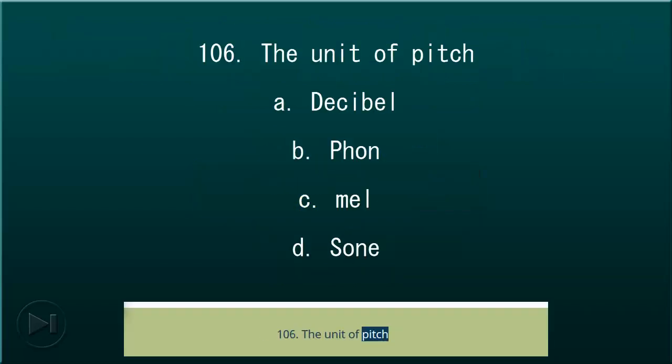106. The unit of pitch. A. Decibel. B. Phon. C. Mel. D. Sone. Answer, C. Mel.